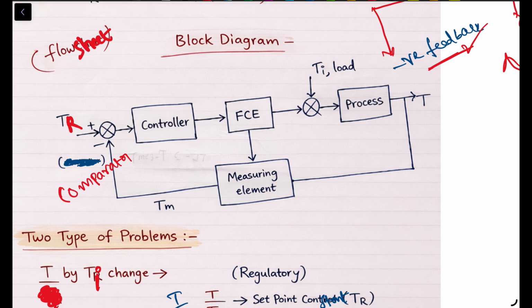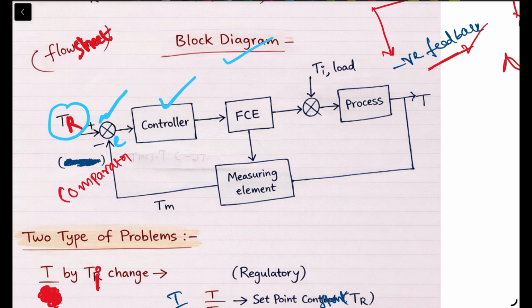A block diagram is used to represent the flow of signals in a control system. Starting from the left side, first we have a set point value TR. This enters the comparator. The comparator compares the set point with the measured value Tm and generates the error signal. The error signal goes to the controller.